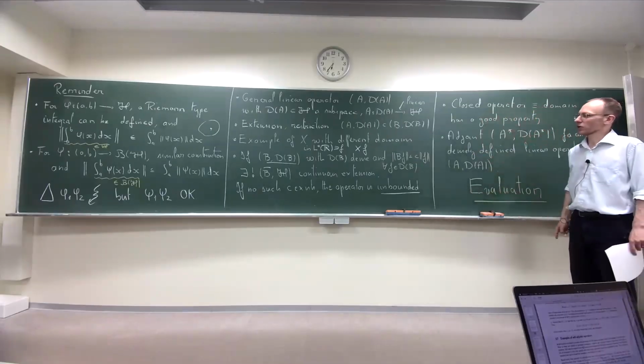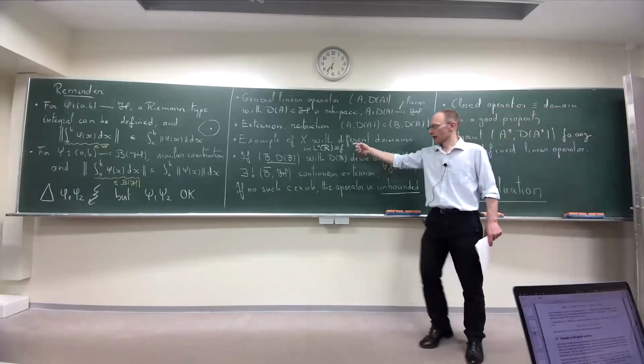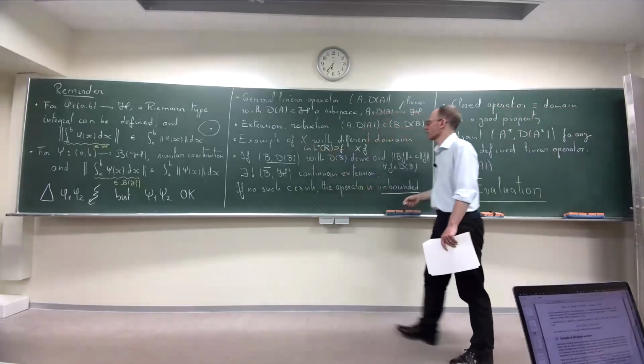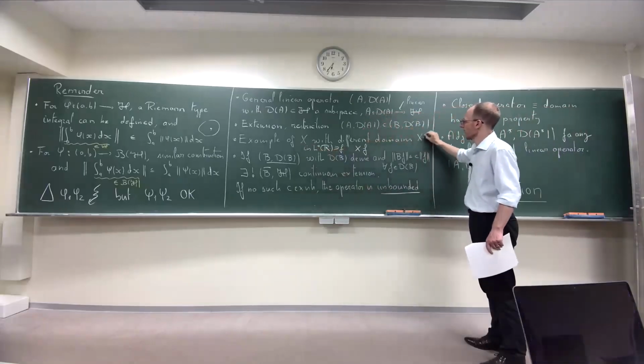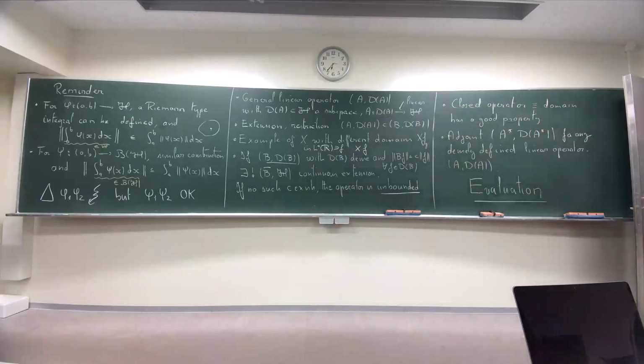Otherwise, if there is no such C, it's really an unbounded operator. And we have shown that this one is an unbounded operator because if you apply it to a certain family of functions, you can get numbers which are bigger and bigger. I did this last week.